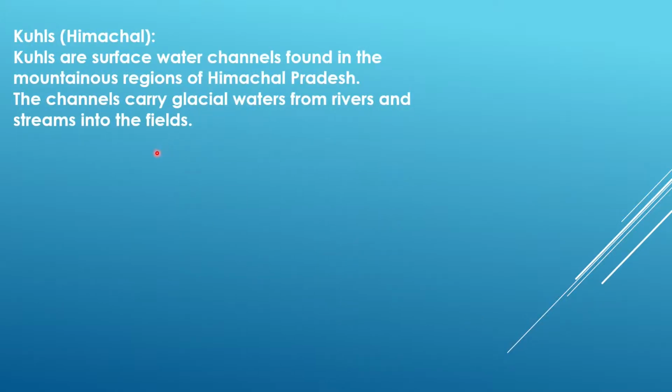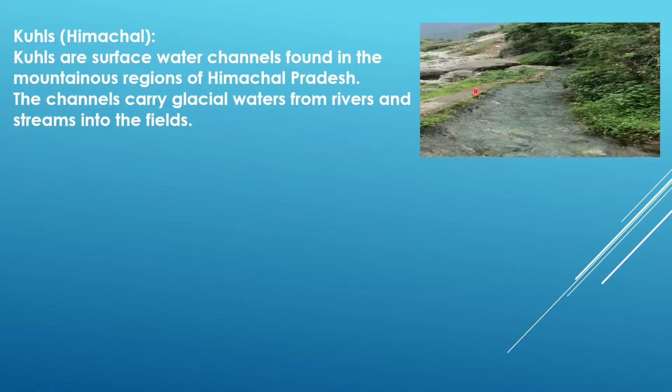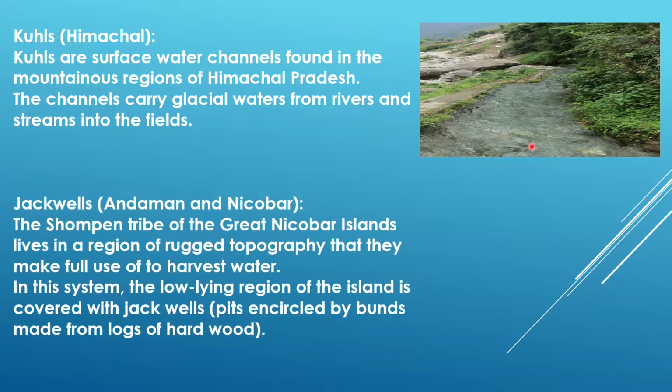Pools. Pools are surface water channels found in mountainous regions of the Himalaya, that is in Himachal Pradesh. The channels carry glaciated water from rivers and streams into the field. From the highland region, it is flowing down the hill.